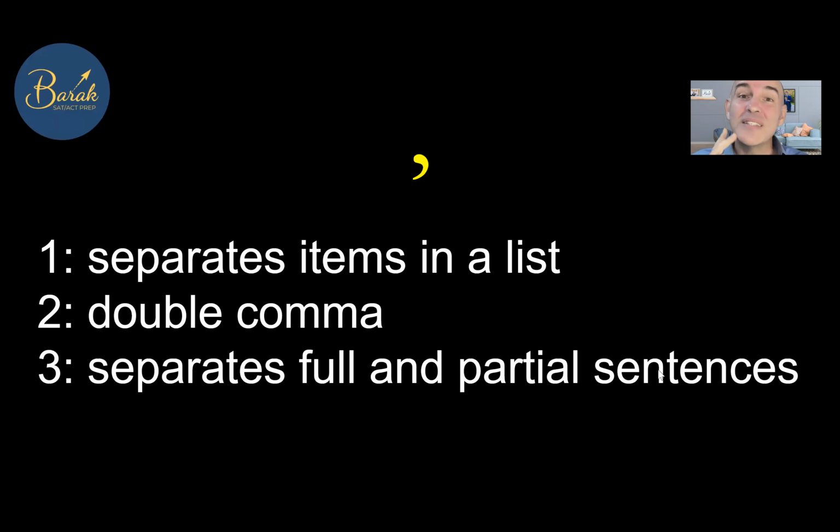All right. The second one we talked about already, the double comma is the same thing as parentheses, which means we can pull it out of the sentence and read the sentence smoothly. But the third one, this is not obvious, and this is going to raise your score. All right. The third example of a comma, which is the most common use of a comma on both tests, is that it separates full and partial sentences, and I'll show you some examples.